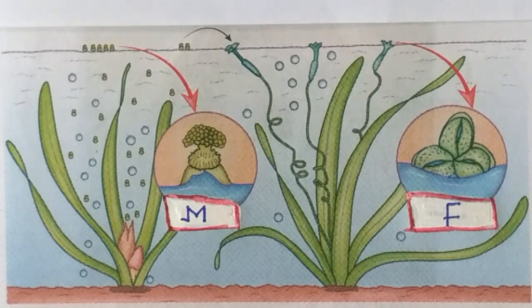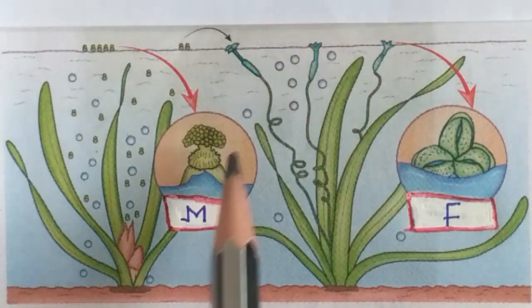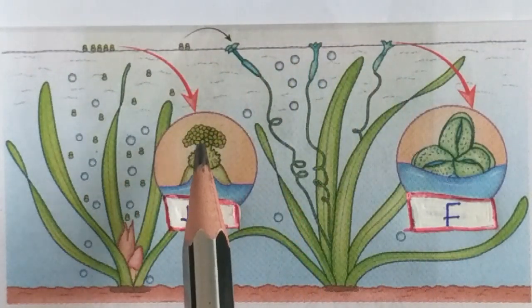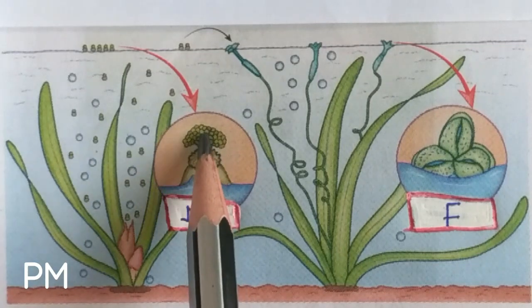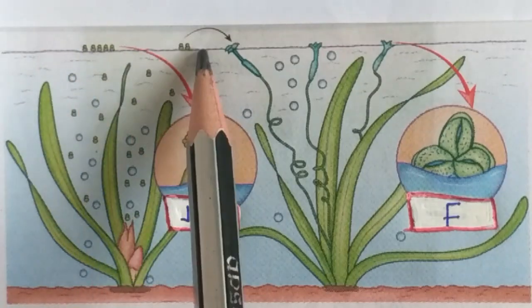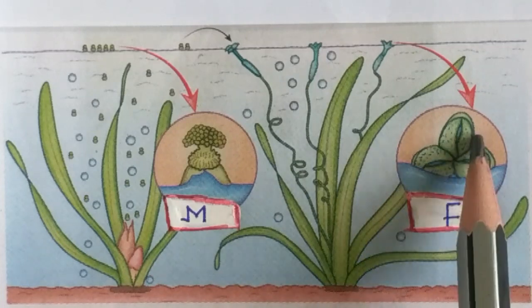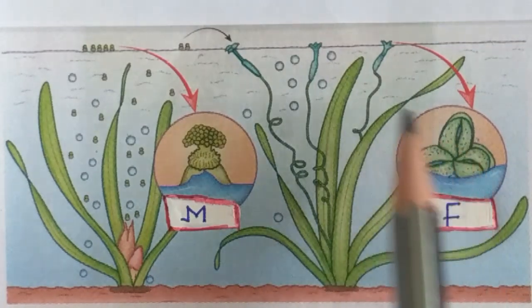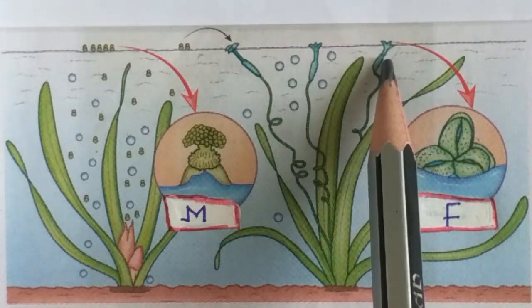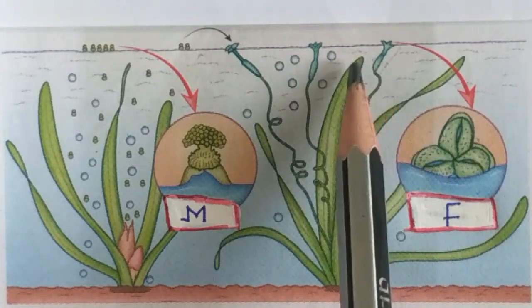Example, hydrilla. Let's see this process through a diagram. It is a hydrophily procedure. So pollination is performed at the upper surface of water. This is a male flower which is fragmented, and the fragmented parts are floated at the upper surface of the water. This is a female plant and this is a female flower, shown in an exaggerated view.